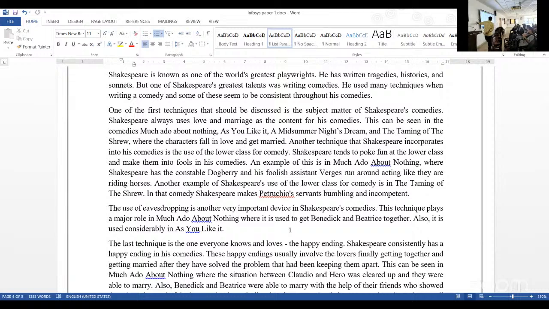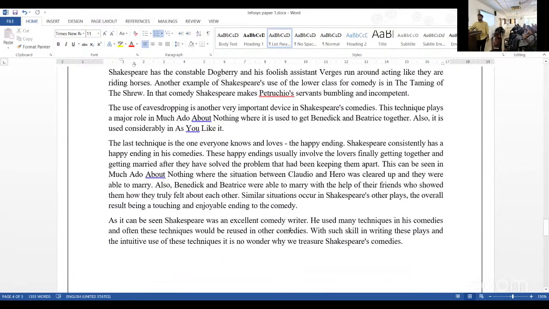The use of eavesdropping is another very important device in Shakespeare's comedies. This technique plays a major role in Much Ado About Nothing, where it is used to get Benedick and Beatrice together. Also, it is used considerably in As You Like It. The last technique is the one everyone knows and loves, the happy ending. Shakespeare consistently has a happy ending in his comedies. These happy endings usually involve the lovers finally getting together and getting married after they have solved the problem that had been keeping them apart.